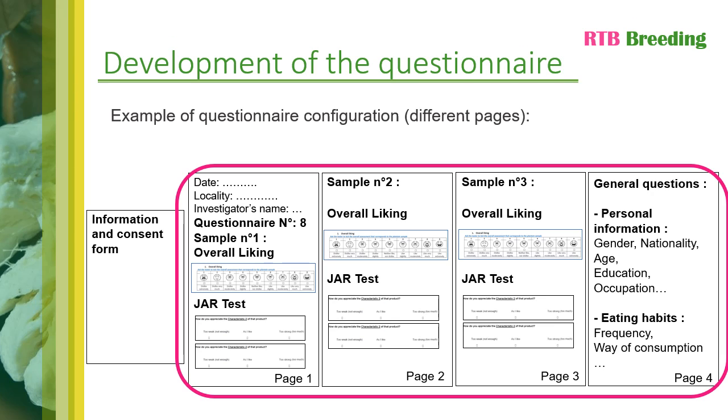When you assemble the different pages of your questionnaire, it will be up to you to put the pages in the testing order described in your experimental plan. You need to be particularly careful with the numbering of the samples in the questionnaires and make sure that the sample the consumer is testing corresponds to the one noted on the questionnaire.